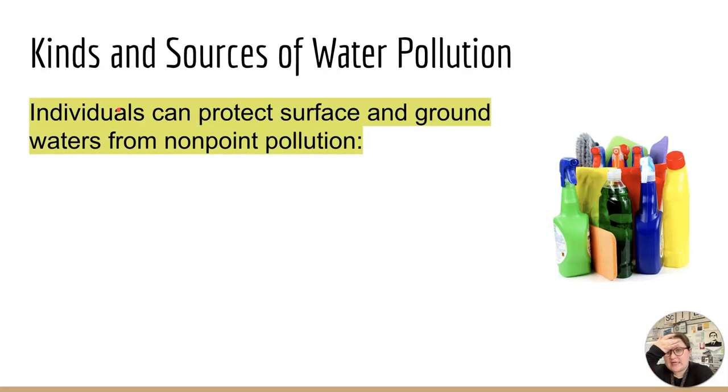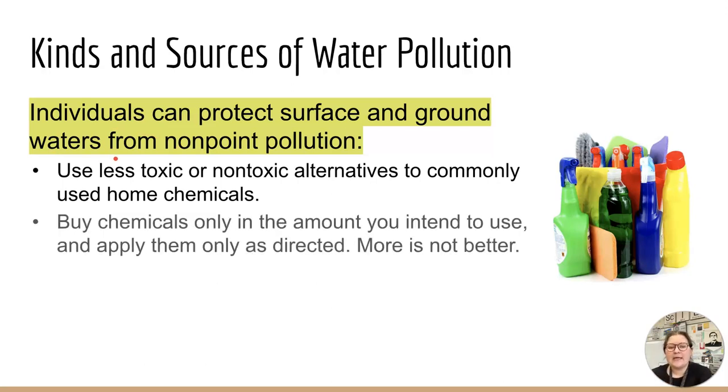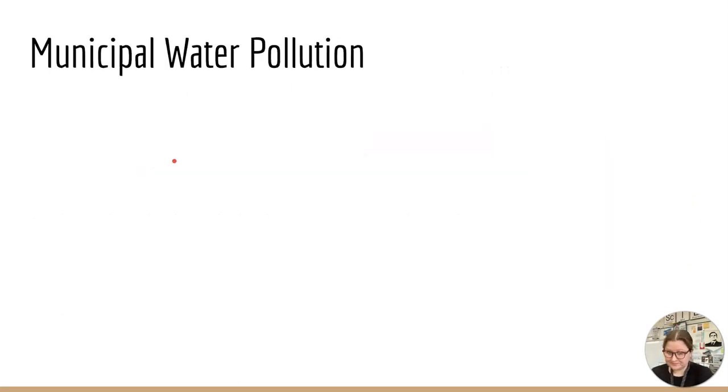Individuals can protect surface and groundwaters from non-point pollution by using less toxic or non-toxic alternatives to commonly used home chemicals, buying chemicals only in the amount you intend to use, and applying them only as directed. More is not always better. More can be dangerous for you and the environment. Take unwanted household chemicals to hazardous waste collection centers. Do not pour them down the drain or just dump them in the trash, because if you dump them in the trash, that's still going into the rainwater, or rainwater is going to wash it into the water sources.